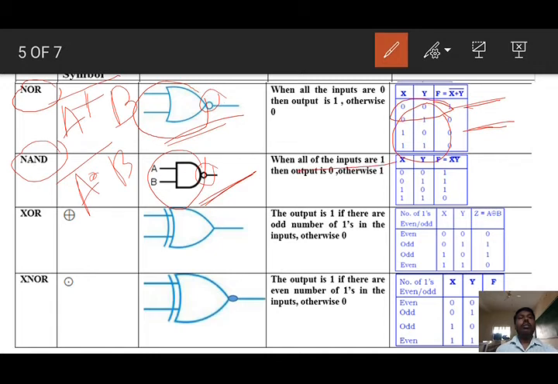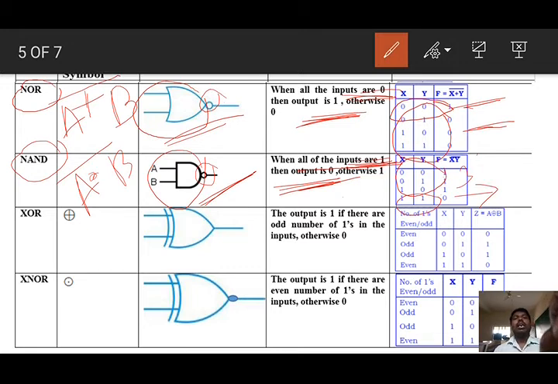When all inputs are 1, then the output is 0. Compare with the NOR gate, where when all inputs are 0, the output is 1. But here in the NAND gate, when all inputs are 1, the output is 0. In the first 3 combinations, 0 0, 0 1, 1 0, not all the inputs are 1, so the output is 1. But in the last combination, 1 1, all the inputs are 1, so according to the output condition, the output is 0.